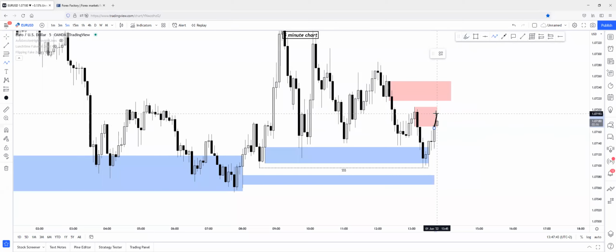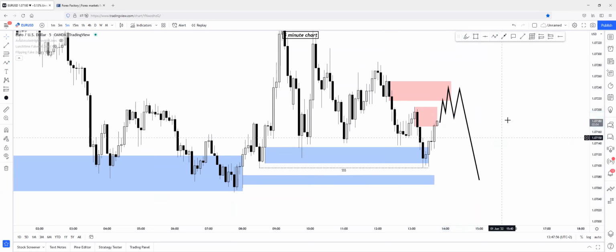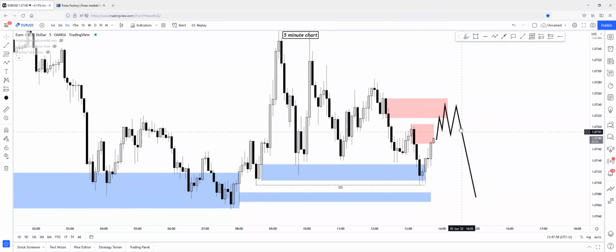We can wait for a confirmation on this lunchtime zone. If the confirmation happens, we can take a trade down to this demand zone. If the confirmation can't happen, we will wait for the tap of this supply zone. We will wait for a confirmation. We will wait for the tap of this demand zone. Just like the same scenarios like on the 4-hour chart.